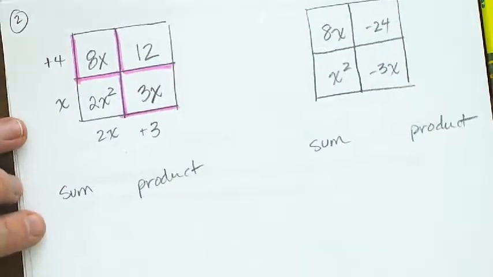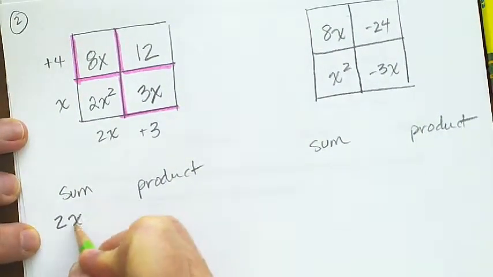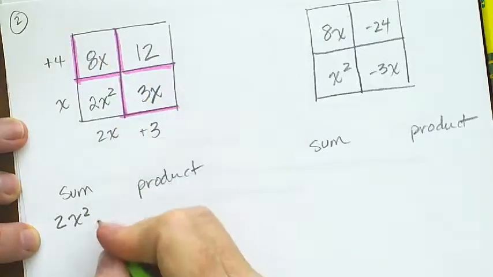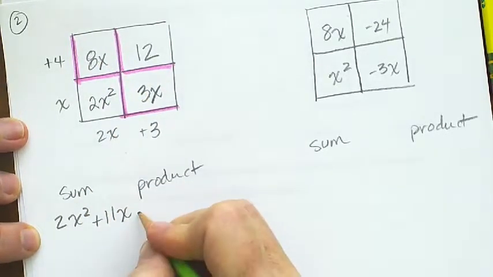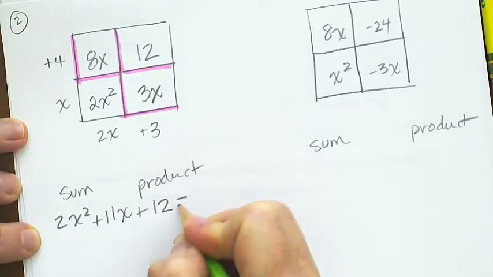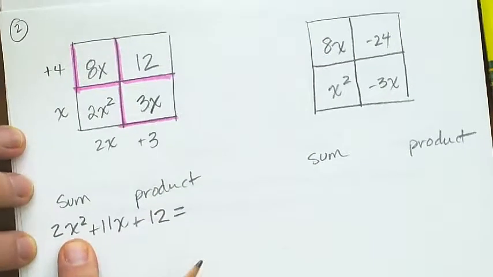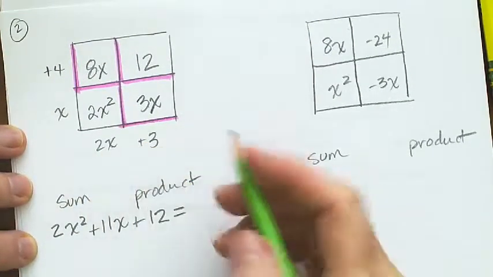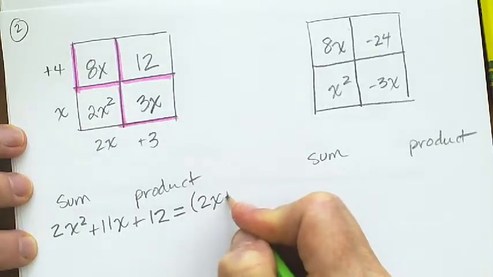So the sum would be 2x squared plus 11x plus 12. Okay, that's my sum. My product is given to me. This is the product, 2x plus 3.